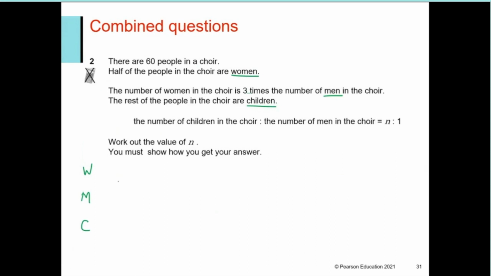Half of the people in the choir are women. Okay, and there are 60 people in the choir. Right, so I'm just going to draw a box for women.